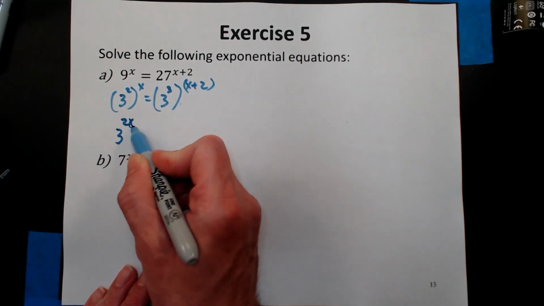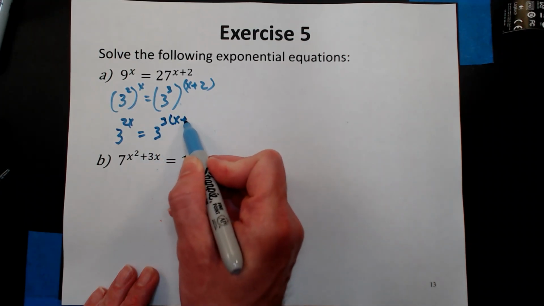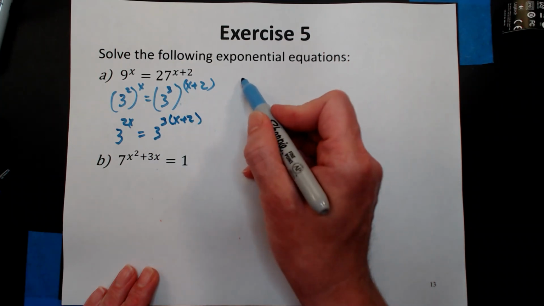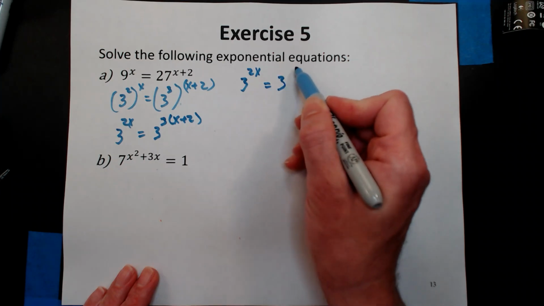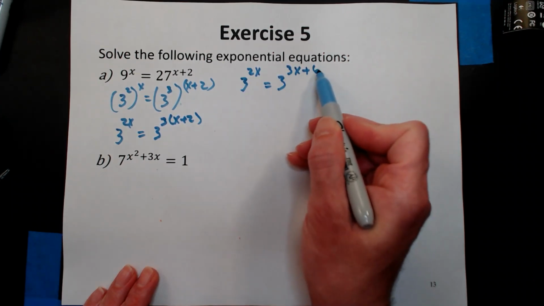3 to the 2x equals, and now we're going to have 3 to the 3 times x plus 2, because that 3 belongs to the entire x plus 2. So now I have the same base. Well, let me finish the math and the exponents first. 3x plus 6. If you don't do that, you're going to miss that plus 6 there.